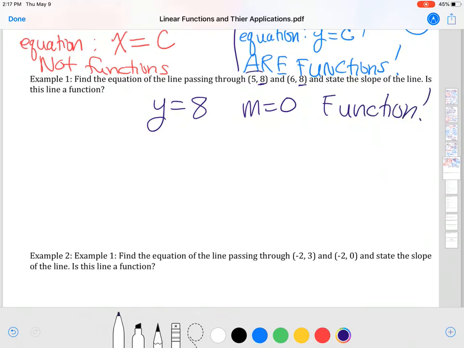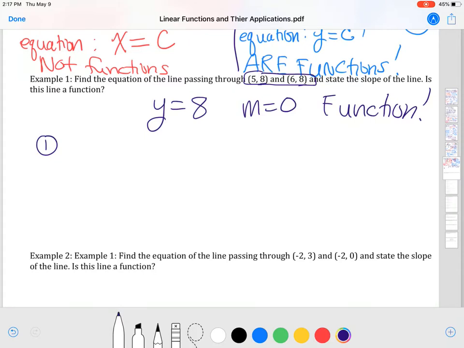Now, if I did not notice that those 8's were the same, and I could just use it as a special case that y is 8 because those 8's stay the same even though my x changes, let's say I start to go through that process of finding the slope, finding a point, and go ahead and put it into slope-intercept form or point-slope form. The first thing I would do is try to find my slope. Okay, so I would have (5, 8) and (6, 8).